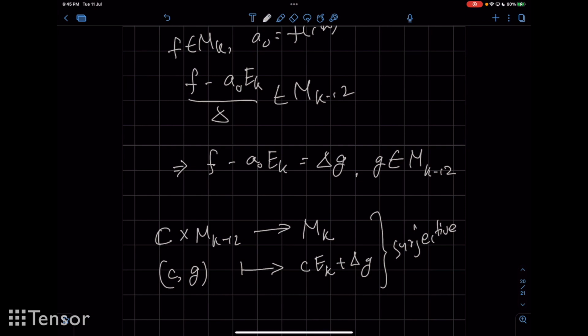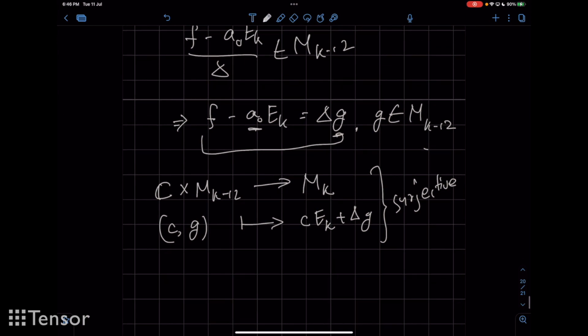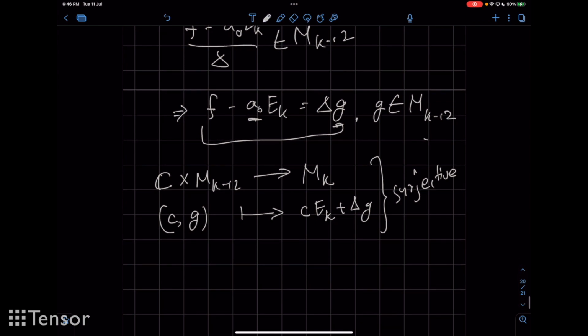Why? Because we have just shown that given any modular form f of weight k, we can find a0 and g such that f is equal to a0 E_k plus delta g. Okay, so this map is surjective, and is it an injective linear map? Is it injective? The answer is yes. Why?